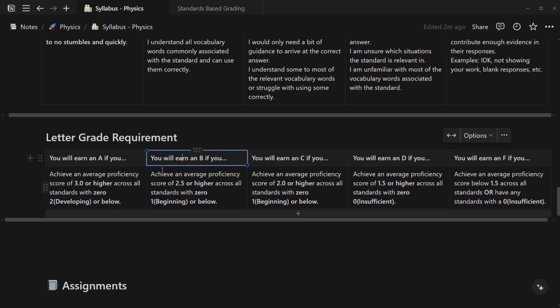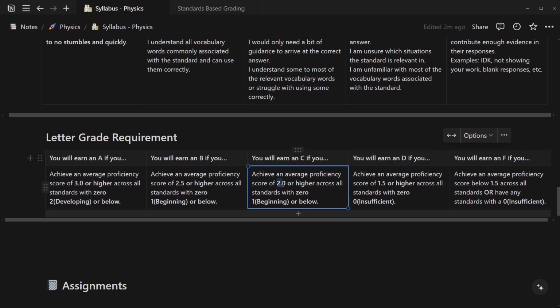So how do you earn a B? Well, a B is earned if you have an average of 2.5 or higher. So on average, you're closer to proficient than you are developing across all standards. And you cannot have a single 1. Notice throughout these, it's not just about your average. There's also a hard, fast rule that you cannot have a single 1 or a single 0 or a single 2, depending on which grade you're talking about. So to earn a B, you have to have a 2.5 average proficiency score or higher across all standards and 0 1s. To earn a C, you have to achieve an average proficiency score of 2.0 or higher.